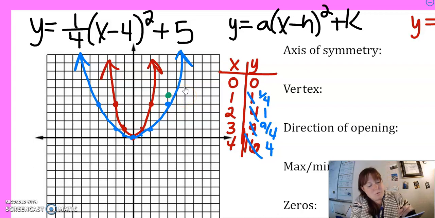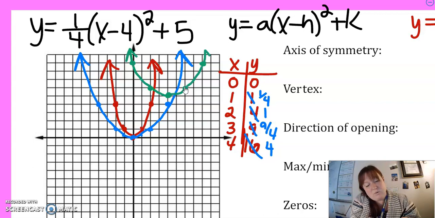Okay, so my new point is going to be right here. Over 2, up 1. That's the new pattern, okay? And then the next pattern says from my vertex I go over 3 and up 9/4. That's pretty hard to graph, so I'm going to go to the next one. From my vertex I go over 4, 1, 2, 3, 4, and then I go up 4, 1, 2, 3, 4. And then I go the other way, 1, 2, 3, 4, up 4, 1, 2, 3, 4.